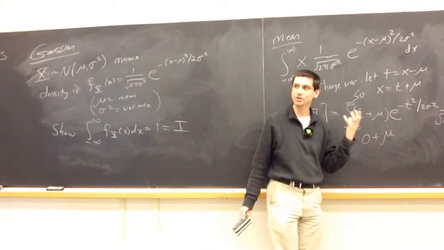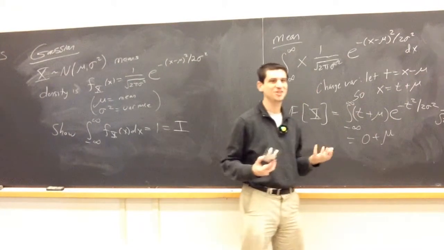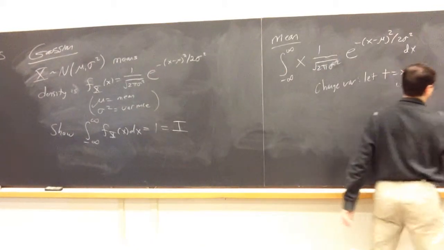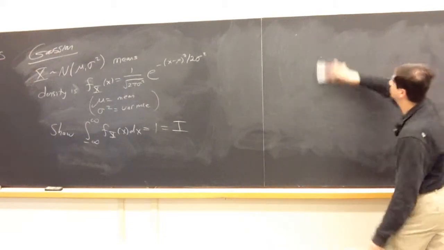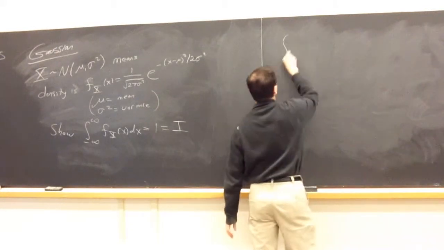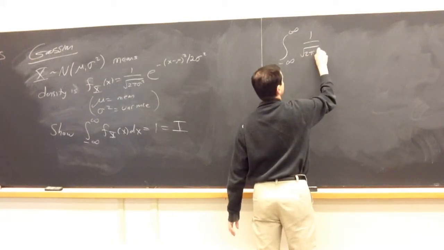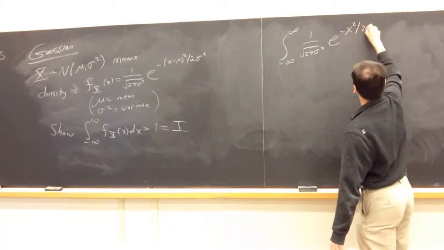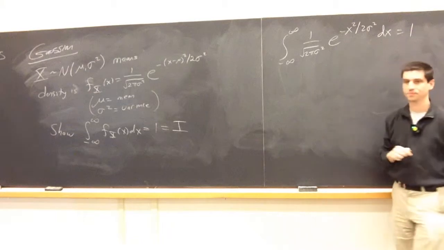What other method could we use? Differentiating identity. This is the class on differentiating identity, right? There should be a way to use that to attack this problem. So let's go back, and we have the integral from minus infinity to infinity of 1 over square root of 2 pi sigma squared e to the negative x squared over 2 sigma squared dx equals 1.